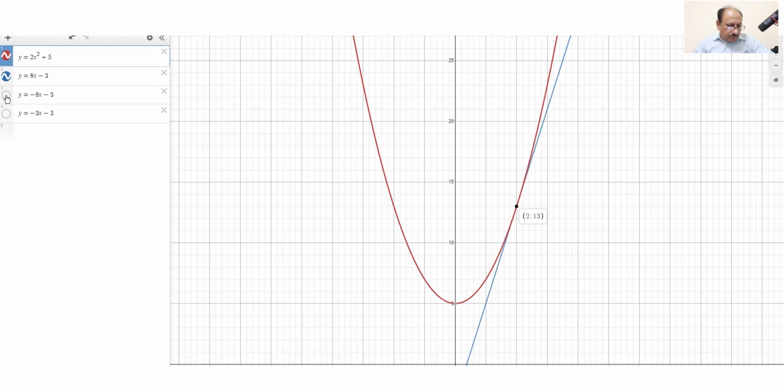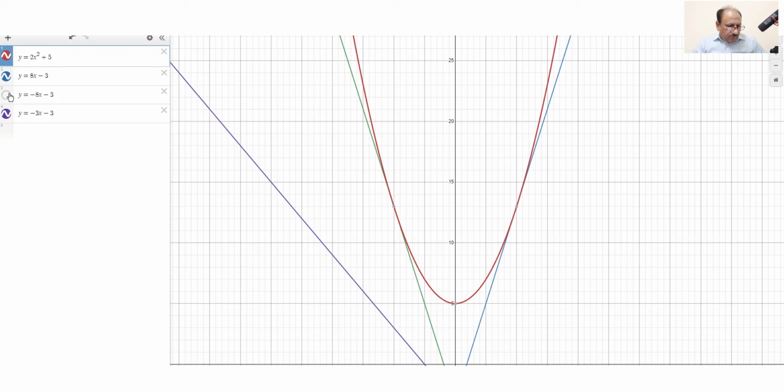Similarly, if we take the minus value, it will be touching on this side. So if we are taking equal to this one, then this will be the situation. Now if we are taking something which is lesser than 8 and more than minus 8, like for example here I have taken minus 3, so if we plot, it will not be touching this quadratic curve.